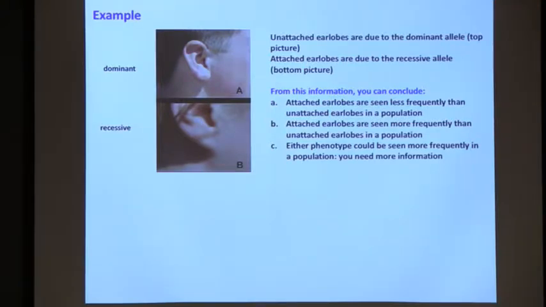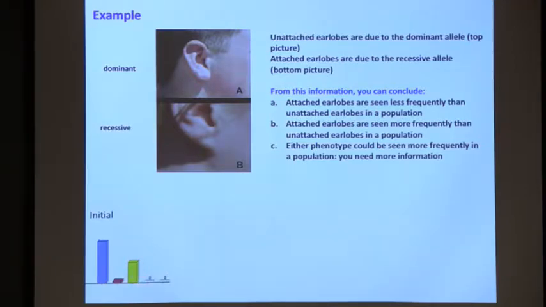What do you think students would have picked as the answer to this question? A, attached earlobes are seen less frequently than unattached earlobes in the population. Why do you think they would choose that? Right, so they see the word recessive and they think that means frequency. Exactly. And so in a group of students surveyed one year, we had a lot of people voting for A and some people voting for B and fewer voting for C.